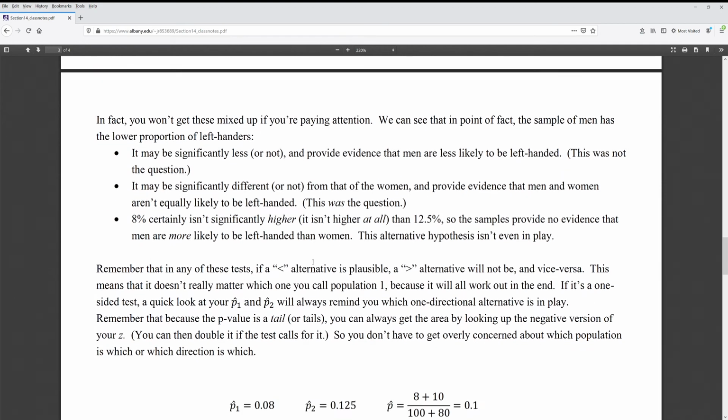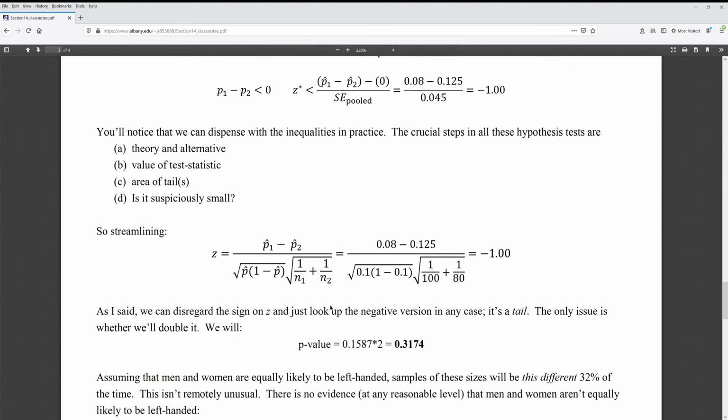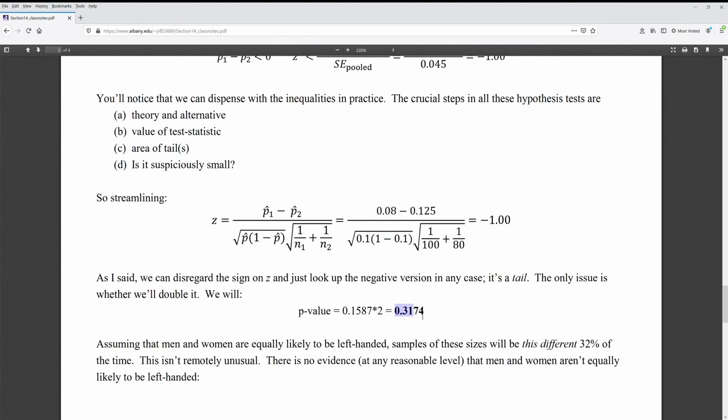Both tails. So assuming men and women are equally likely to be left-handed, the probability of picking samples of these sizes and having the hats turn out as different as they did is 0.3174. In other words, it would happen about 32% of the time through random chance. And here I'm just saying that, assuming men and women are equally likely to be left-handed, samples of these sizes will be as different as this 32% of the time. That's almost a third. It isn't remotely unusual.